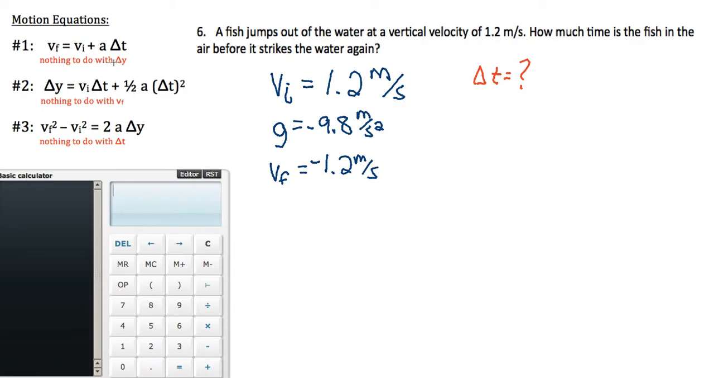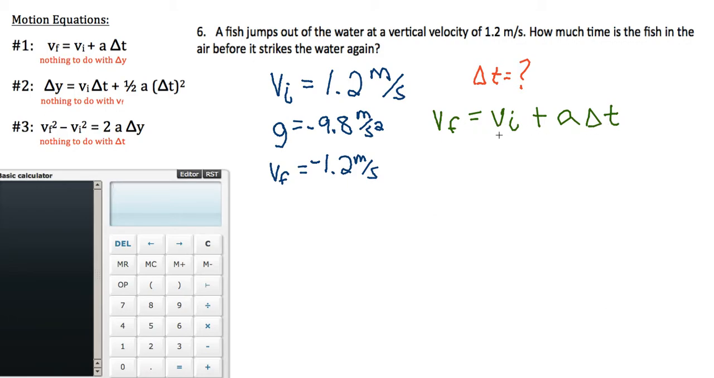Equation number 1 has nothing to do with delta y. It has nothing to do with height, just like our problem. So we're going to use equation number 1 for this problem. Over to the side here, we're going to write down equation number 1, which is velocity final is equal to velocity initial plus acceleration multiplied by time. We're trying to solve this equation for delta t, so we're trying to get this by itself.